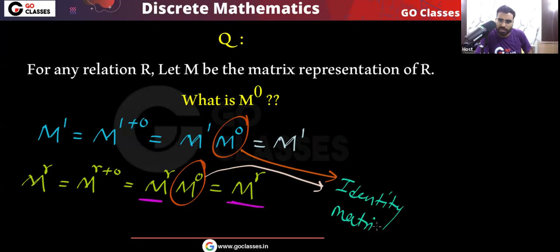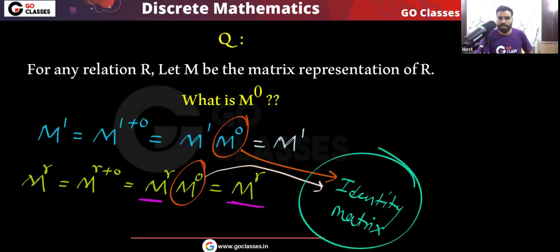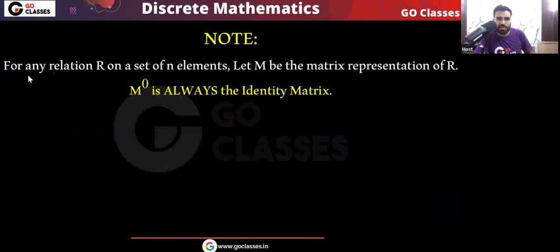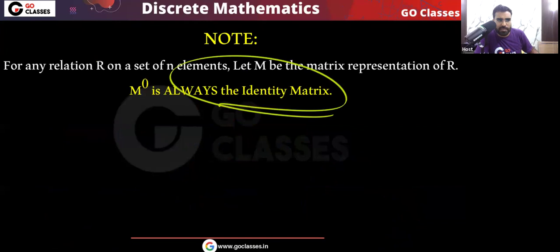Is this clear? Let me know. So very easy, it will be the identity matrix. I hope you understood, because you already know that any matrix multiplied by the identity matrix will be the same as M. Okay. So very easily you can see that for any relation R on a set of n elements, let M be the matrix representation, then M power 0 is always the identity matrix.